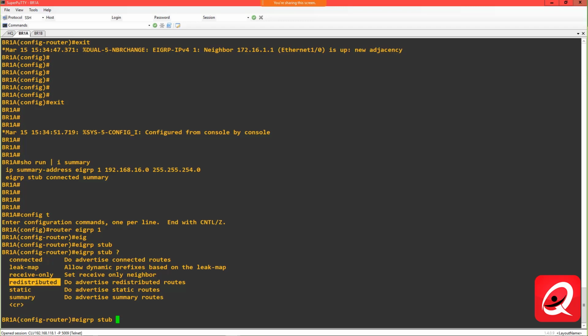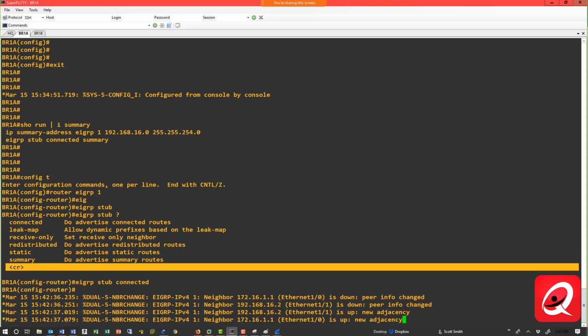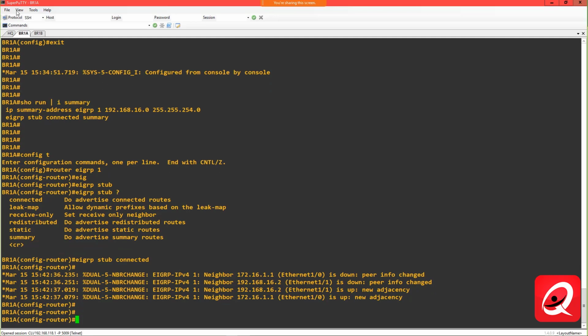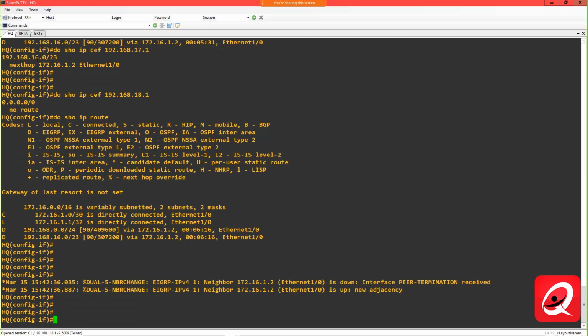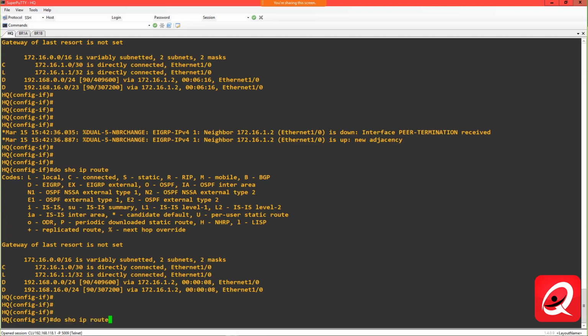I can send static routes, right? This would also be routes that are redistributed into EIGRP, but only with the redistribute static command. I can send summary routes. And we already said if we do just a carriage return here, it's going to include connected and summary by default. So if I just do connected in this case, I reset the neighbor relationship. If I go back to HQ, now the summary should be gone. And only, let me do EIGRP in this case.